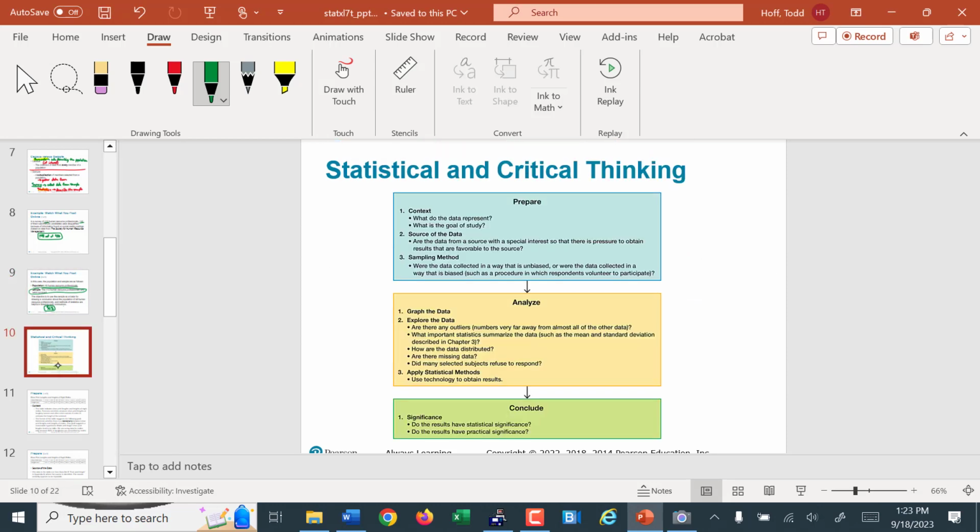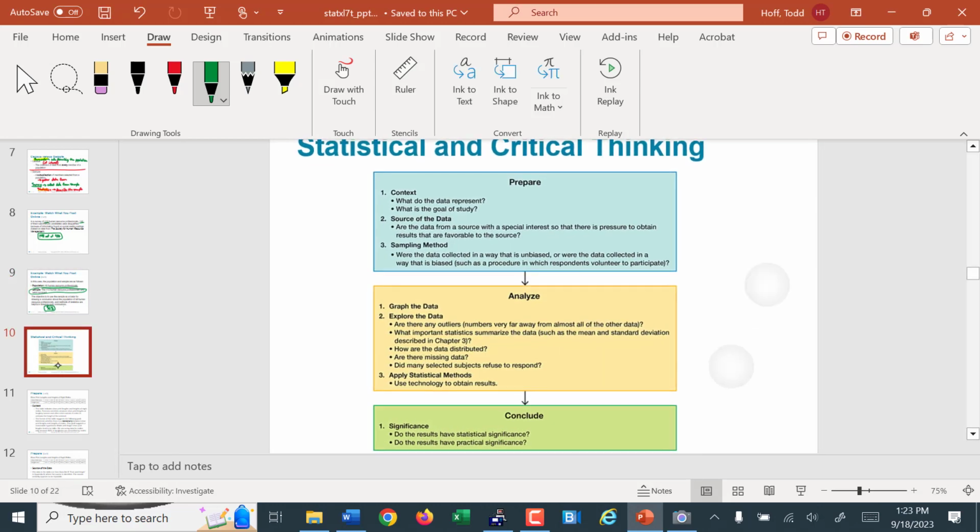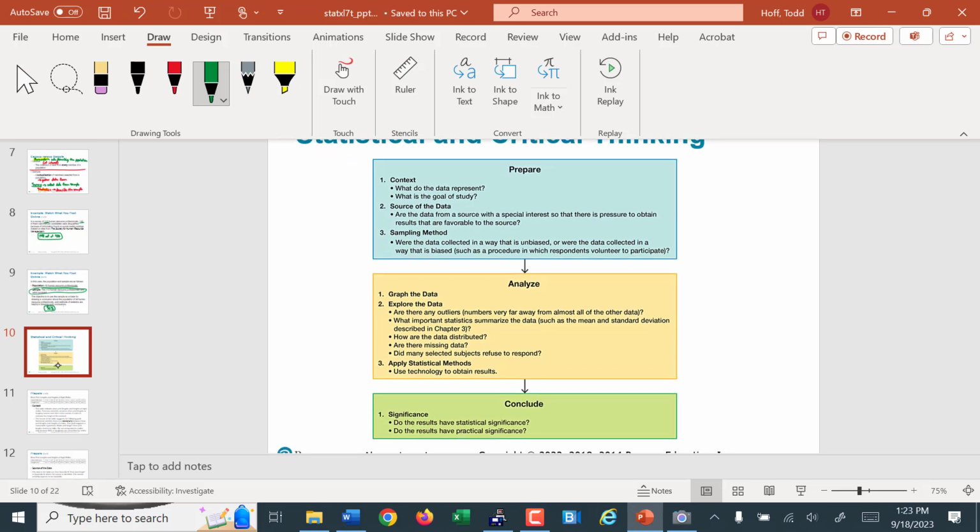So now to our process. This is our critical thinking process here. And the first step is prepare. As we look through this, as we're going to prepare, we need to find the context of what we're trying to study. And I would actually say the second one here should come first. We need to determine what is the goal of this study. The example we used earlier, the goal was to try to predict who's going to win the election.